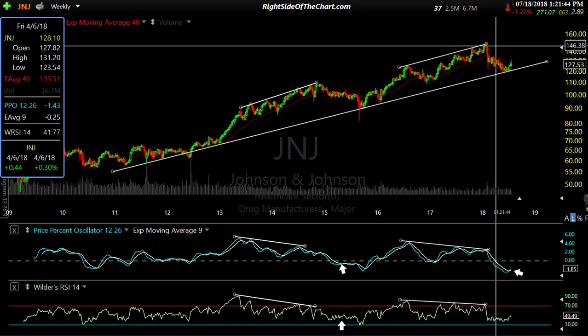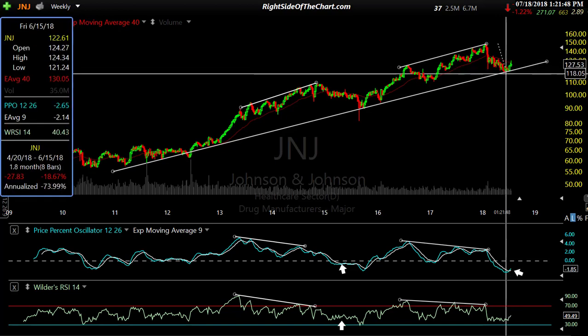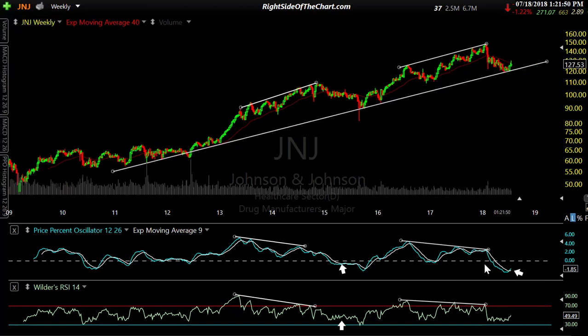So I see no reason why this one, well, it's already corrected quite a bit. Let's see how much have we dropped. We dropped about 18, 19%. Is that enough? Certainly. And I noted down here we have a bullish crossover on the PPO. But here's something else I noted, guys. So right here we had, you can see the PPO turning up, and I think it did make a slight bullish crossover.